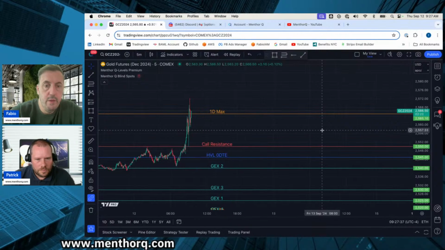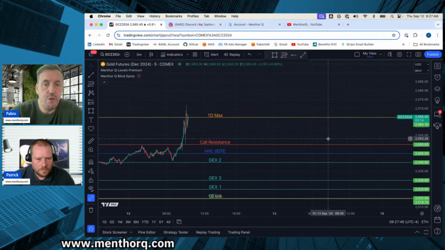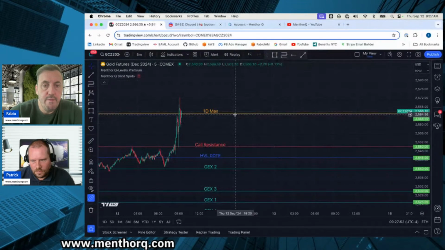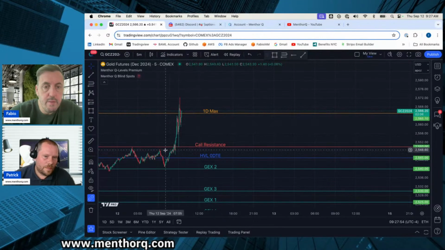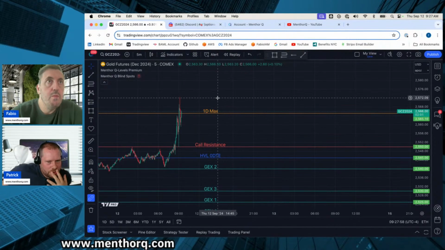All right. Strong move this morning. We are at the 1-day max level. Let's see if there is a rejection or if there is a movement to the upside. Yeah, very interesting chart on gold. Big Fabio, I would say let's show them also between 1-day max and call resistance.